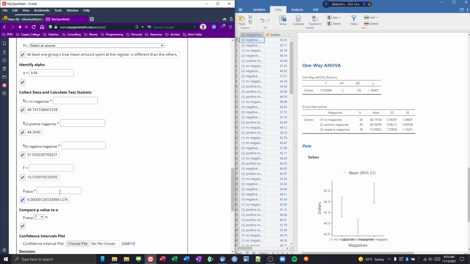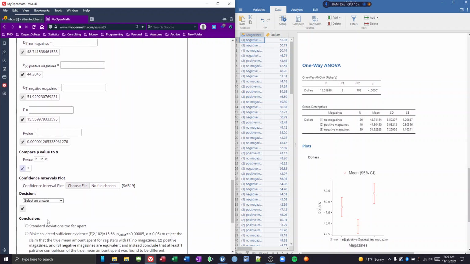Okay, so we now need to compare our p-value to our alpha. Remember, alpha was 0.05. P-value is this tiny number. So our p-value is less than alpha.